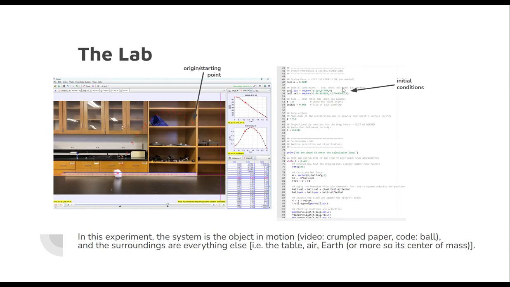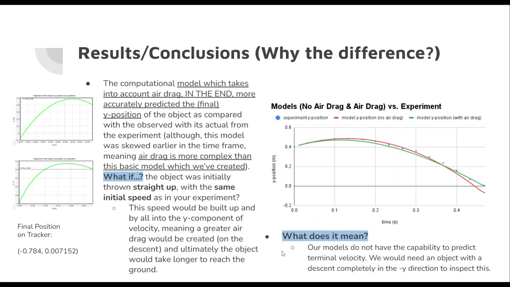And then for the initial conditions here, we get the vector velocity by doing a simple displacement over time from here to what I consider the starting point for the purpose of this lab. And then you can see we've coded for the force of gravity and the force of air drag, which we did not initially, but made sure to update. And in this scenario, we have the system as the crumpled up piece of paper, called the ball in the code, and then the surroundings are everything else.